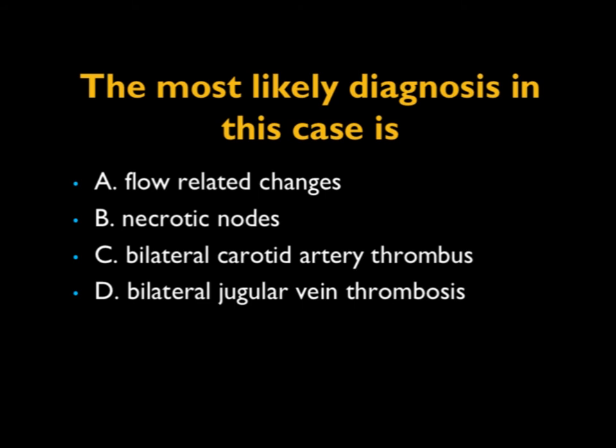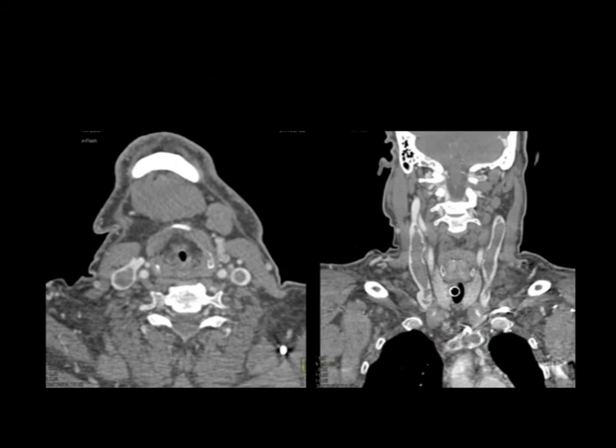In this example, I asked you what's the most likely diagnosis, and it's indeed very impressive. When you look at the images, what do you see? Well, what you see is the patient has jugular vein thrombosis. It's not totally occluded. There is some flow in both the right and left jugular veins, but you can see the large, extensive thrombus seen on the axial view as well as on the coronal views.